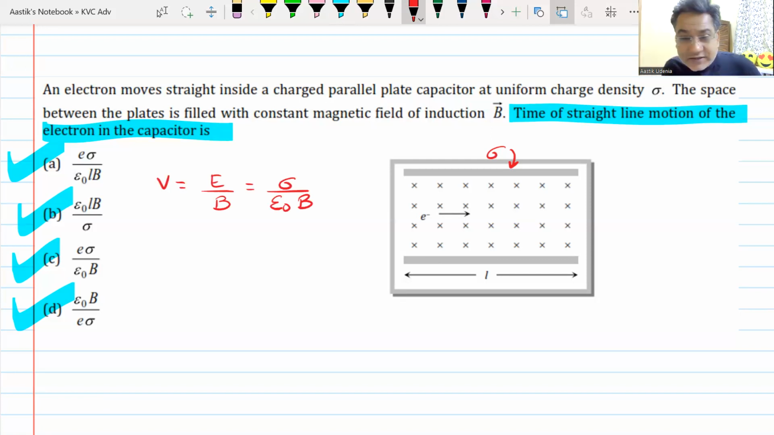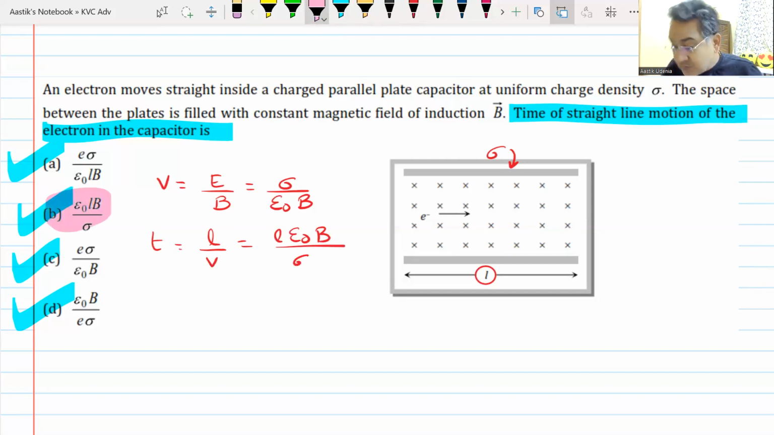How much time will it take? It is moving with a constant velocity and it has to move a distance of L. So the time taken will be equal to L by V. As soon as you write this, your answer becomes absolutely simple: epsilon naught LB by sigma. You could have found the only option that matches this using dimensional analysis.